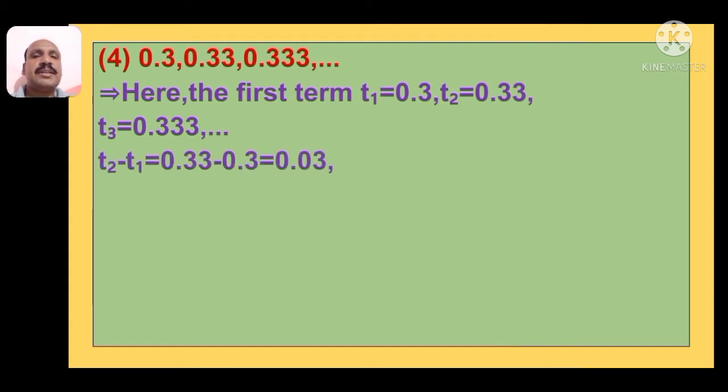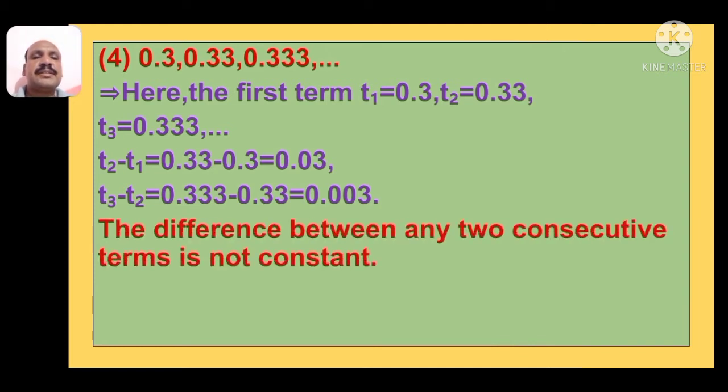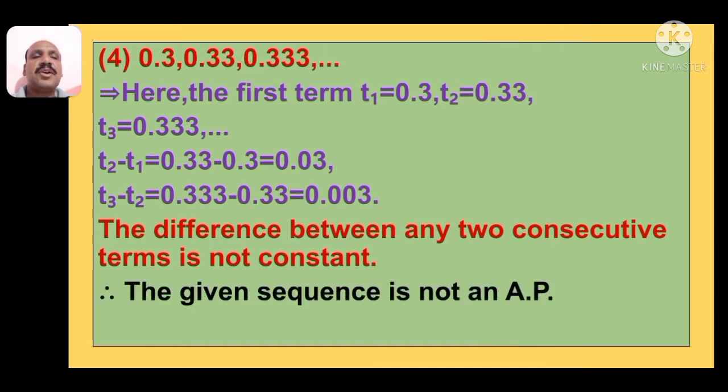T2 minus T1 is equal to 0.33 minus 0.3, which is equal to 0.03. T3 minus T2 is equal to 0.333 minus 0.33, which is equal to 0.003. Here the difference is not constant. The difference between any two consecutive terms is not constant. Therefore, the given sequence is not an AP, that is arithmetic progression.